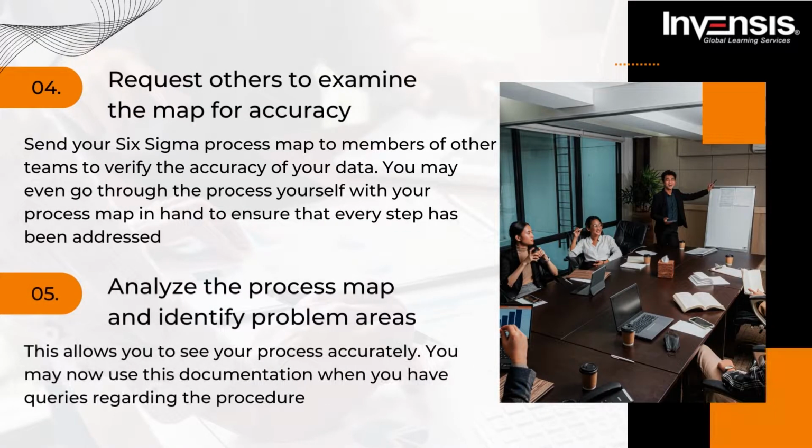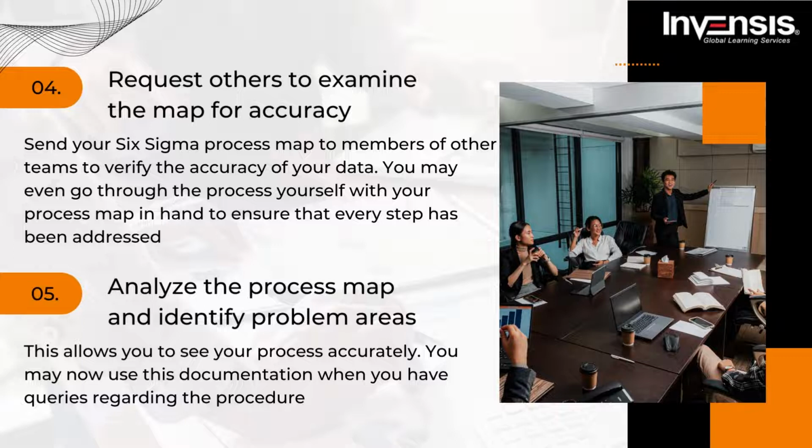Fourth is, request others to examine the map for accuracy. Send your Six Sigma process map to members of other teams to verify the accuracy of your data. You may even go through the process yourself with your process map in hand to ensure that every step has been addressed. Fifth is, analyze the process map and identify problem areas.